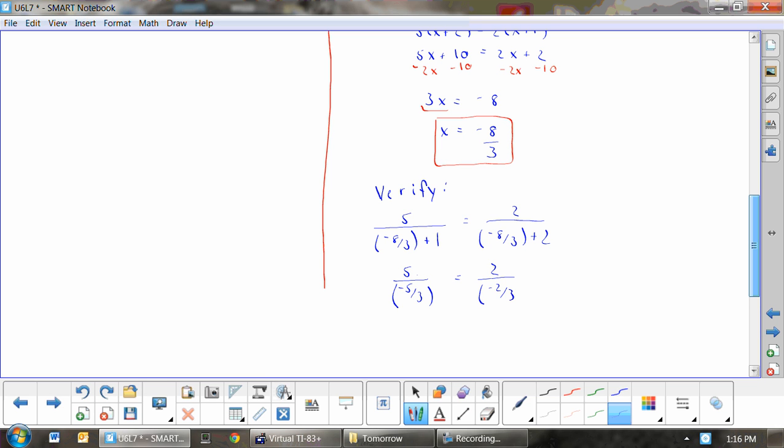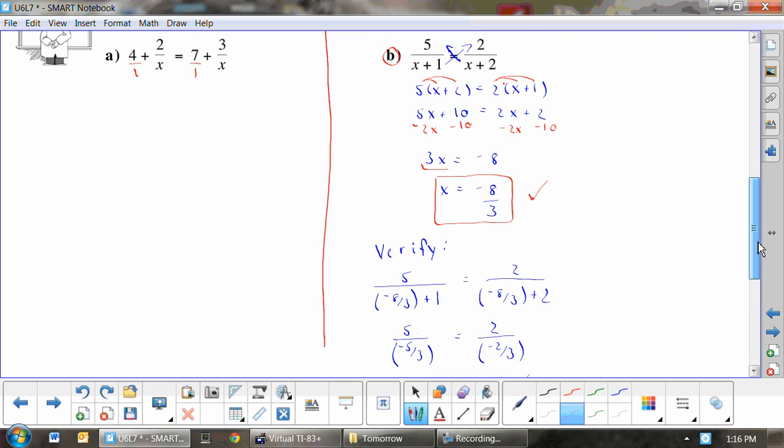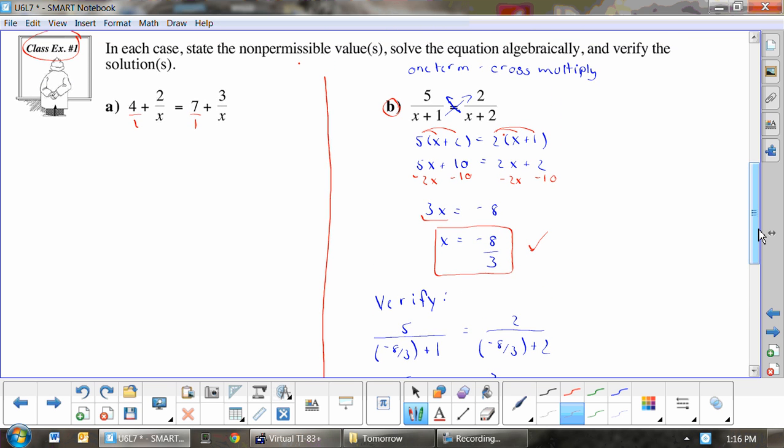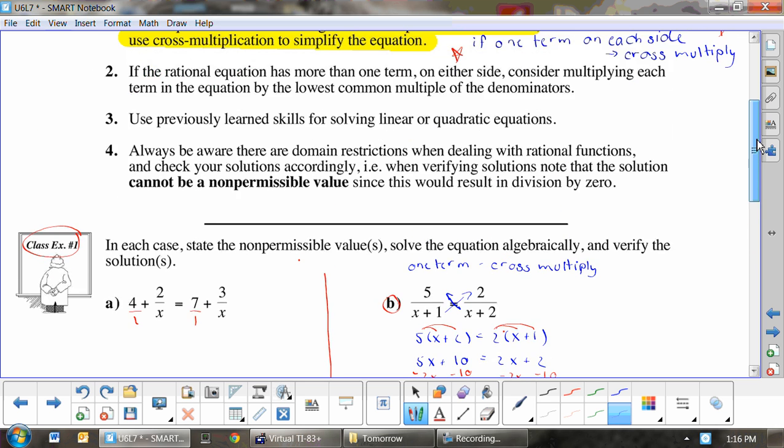Negative 2 over 3. So we get negative 3 is equal to negative 3. Sweet. Okay? So this is the one type of question where we have one term on each side, one here and one here, and we can just cross multiply. So it's pretty easy peasy.